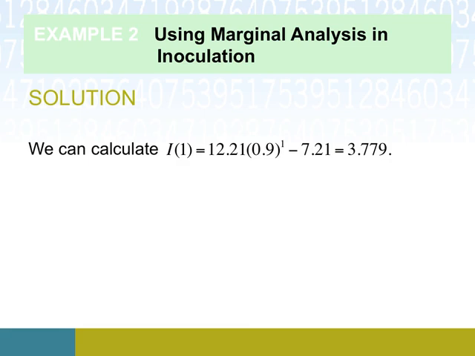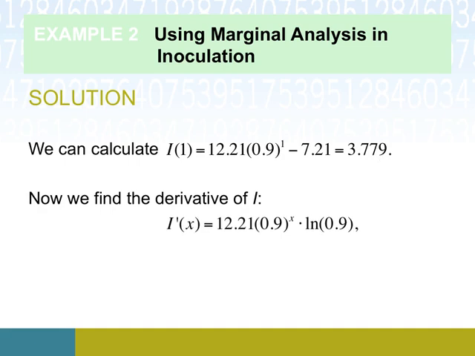So I of 1 is what we get when we go back to our inoculation function and dump in 1 for all the x's. That gets us something like 3.779. Again, we're going out to 1,000, so we get a whole number of people, 3,777 people.